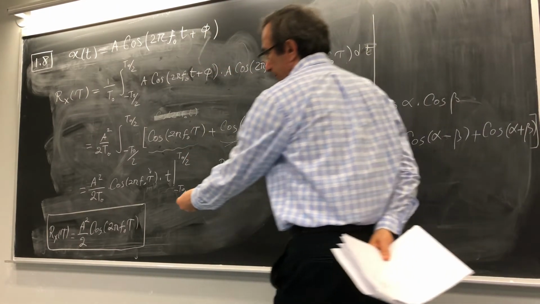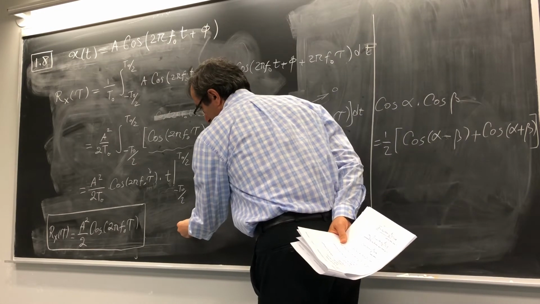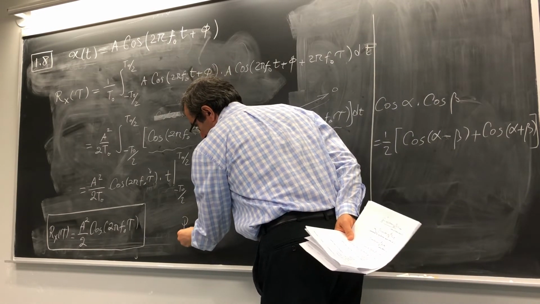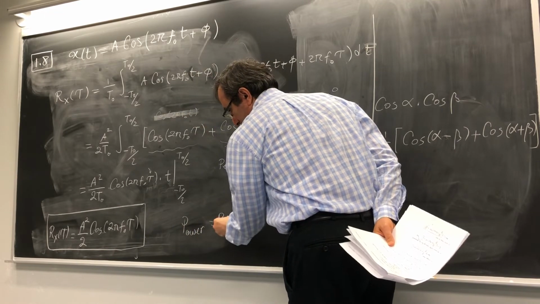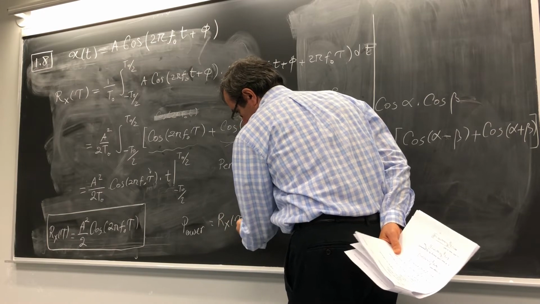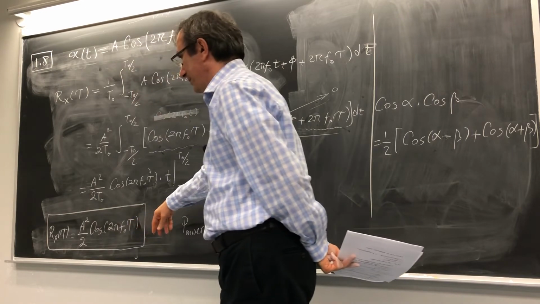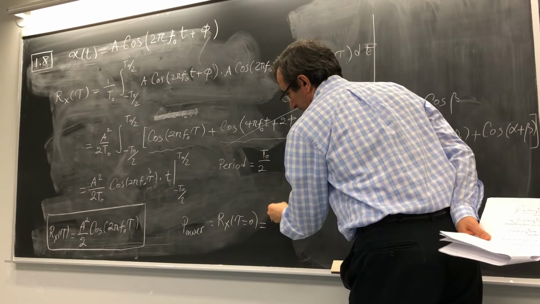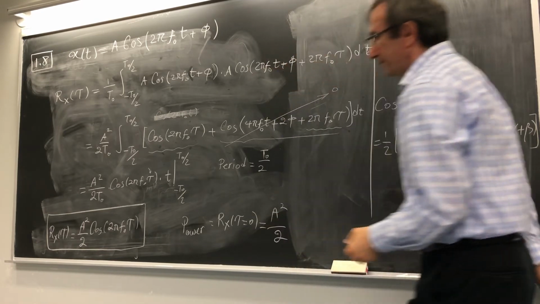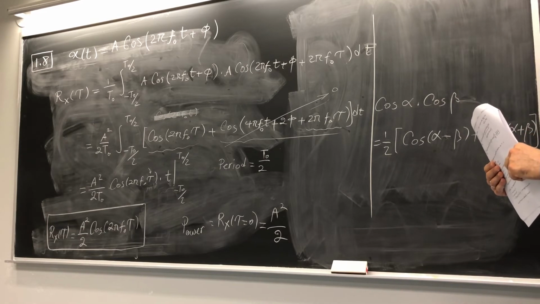Now, this is the autocorrelation function, and what would be the power of the signal? This is the autocorrelation at 0. So what is the cosine of 0? It's going to be 1. And the end result would be A squared over 2, what we already know.